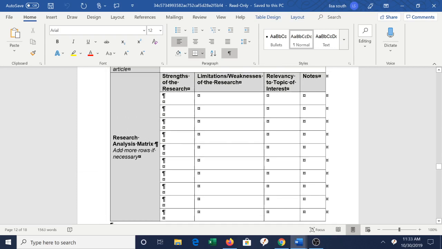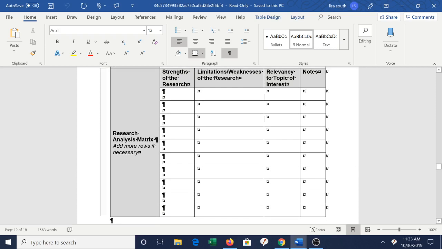So, what are the strengths of the research? If it's research, how many subjects did it have? Did it have two? Not very strong. I don't know if I'd rely and make changes based on experience with two patients, you see. 54, that's a little stronger. 3,000, now I'm paying attention.